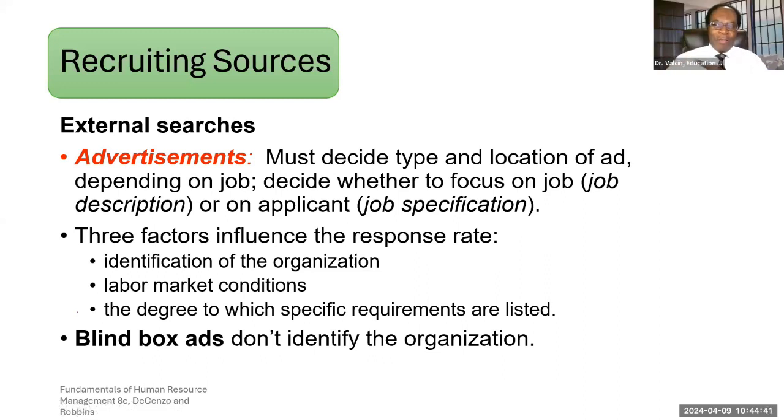Right now, as you just spoke, I had a sense of the external sources of recruitment. All right.